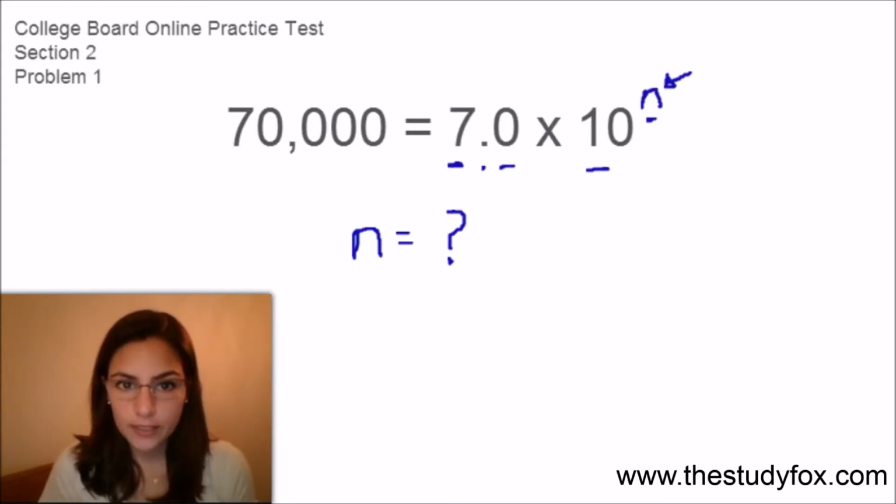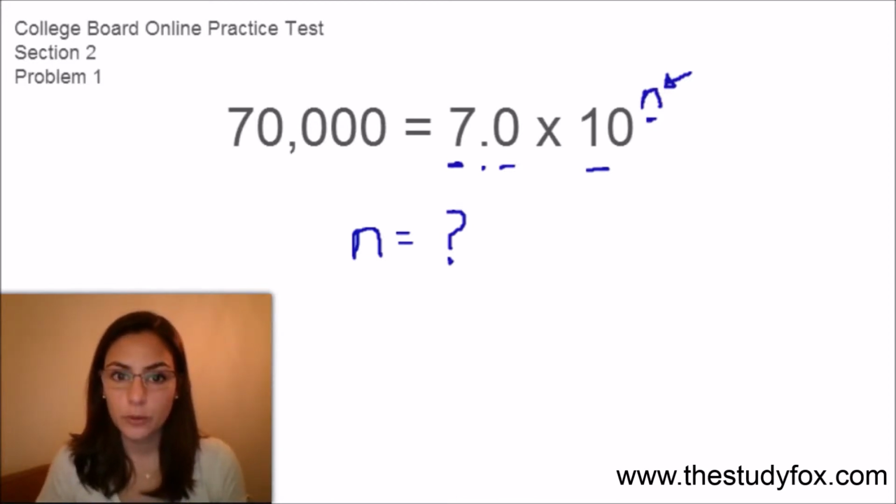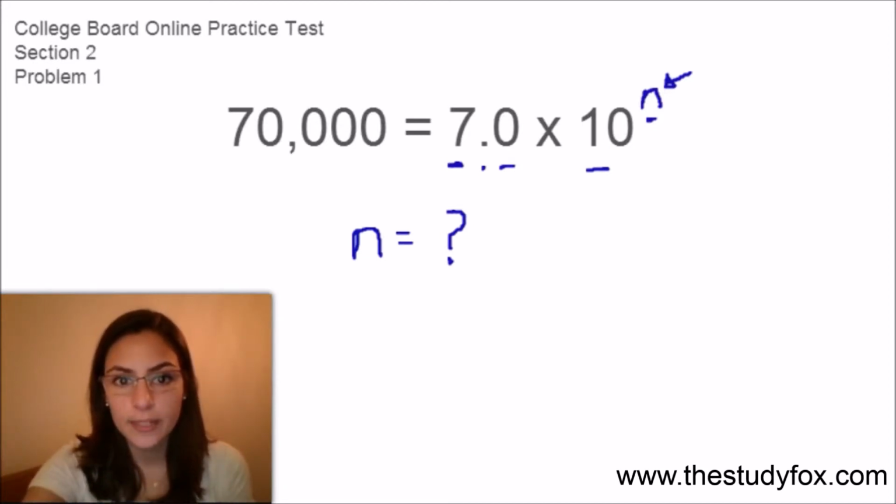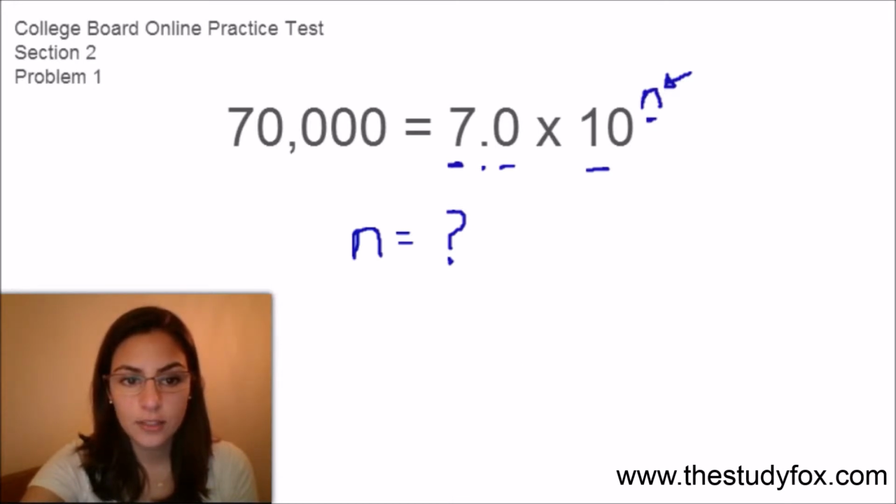Now the exponent means how many times to move the decimal place, right? So we know we have to move the decimal place. The exponent tells us how many times. So in this case, let's see how many times we have to move the decimal place to get from 7 to 70,000. Alright, so I'm going to show you here where our 70,000 is.